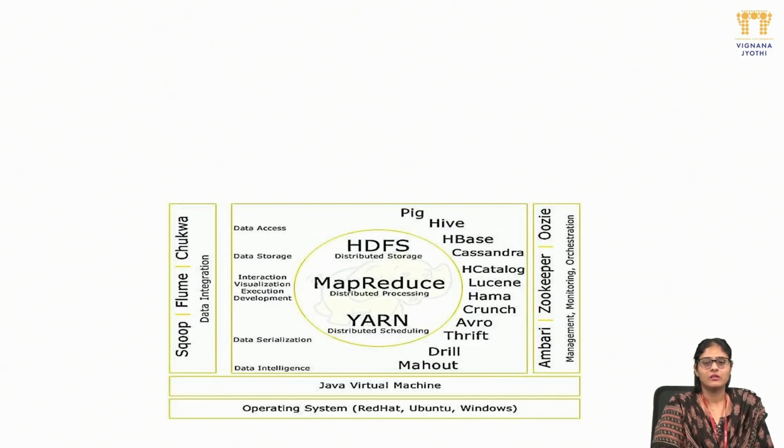So this is the Hadoop ecosystem architecture. These are the different tools: Pig, Hive, HBase, Cassandra, Splunk, Flume, Sqoop, Zookeeper, Oozie. These are all the different tools in the Hadoop ecosystem.